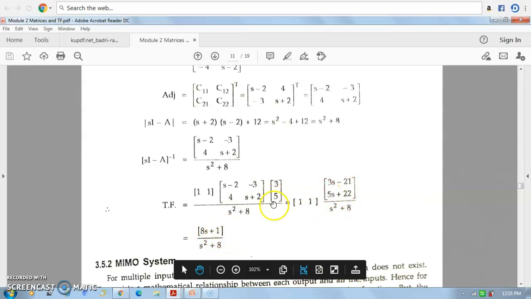All of you should do this problem. While doing the multiplication you may get confused. Do it, and I will give one homework. In the next video or class, we will see similar types of problems.